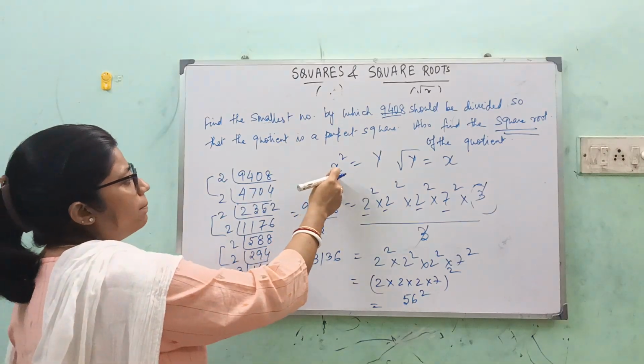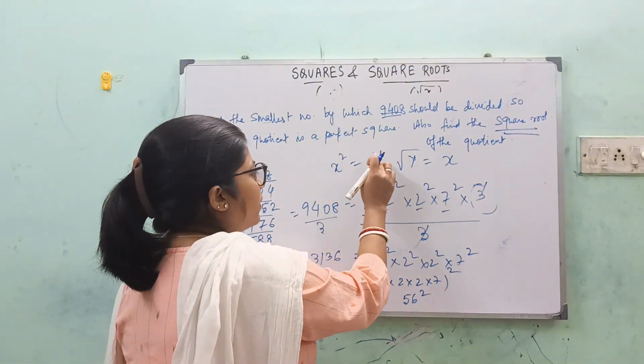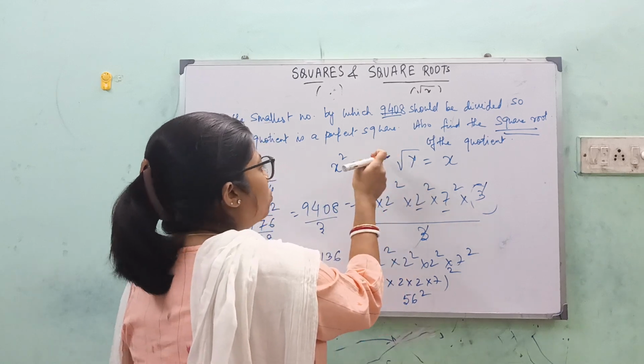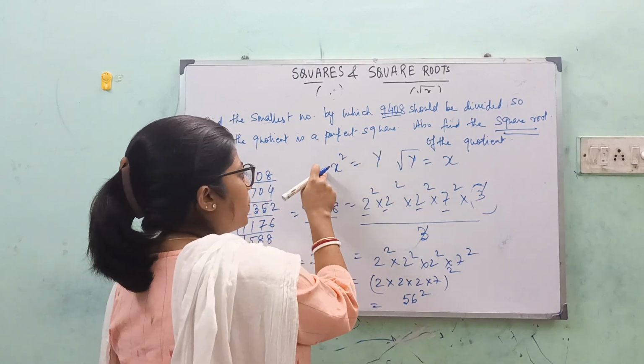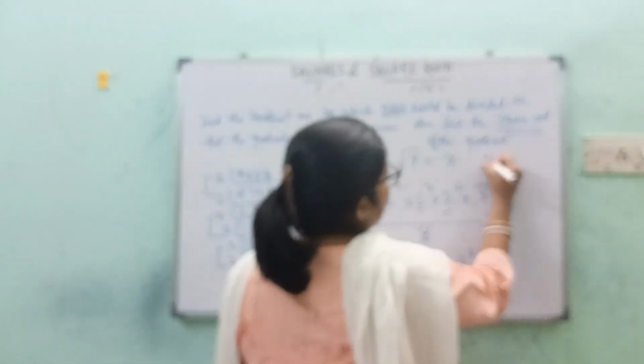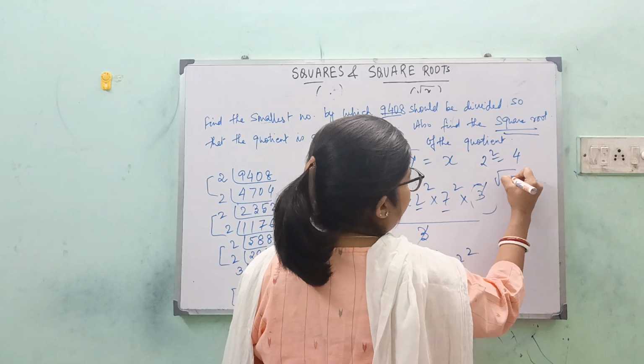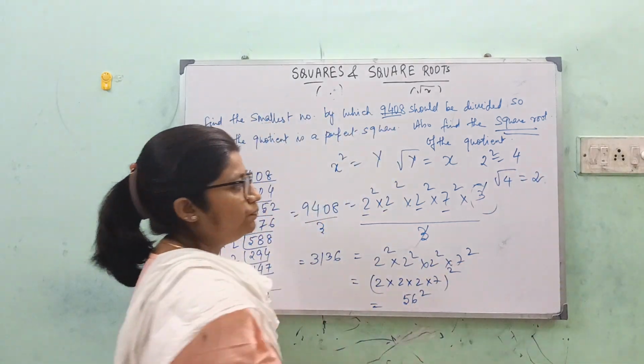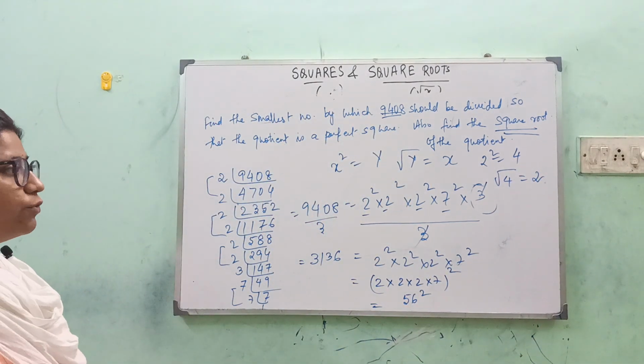So when you square a number, you get a number. Now square root of a number is finding the number which was obtained by doing the square of this number. For example, 2 square is 4 and square root of 4 is equal to 2.